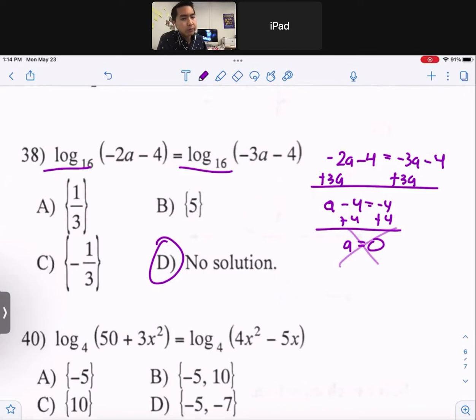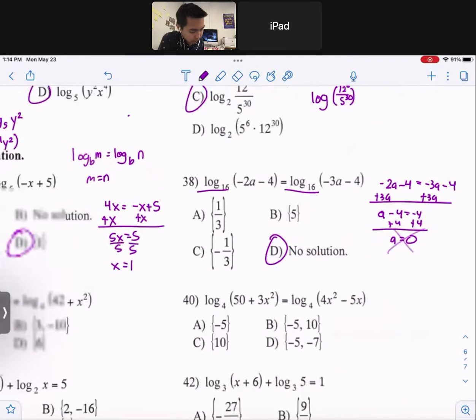So you have to plug any answer you get from a log equation back in to make sure that you don't get a negative or a 0 on the inside of the logarithmic function.